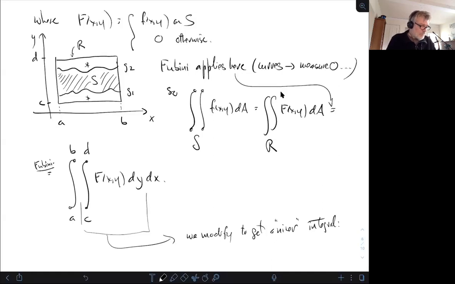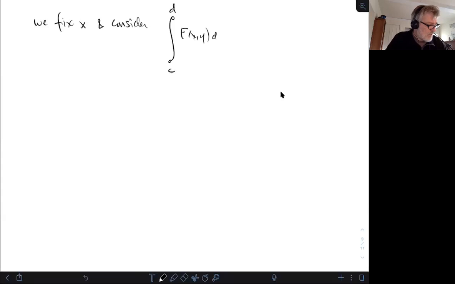So now what I'm going to do is, you remember how this works. Your inside integral, x is constant, right? So we're going to fix x and look at that inside integral. So you fix x and consider this inside integral, the integral c to d of big F xy dy. Okay, so that's what I'm looking at.